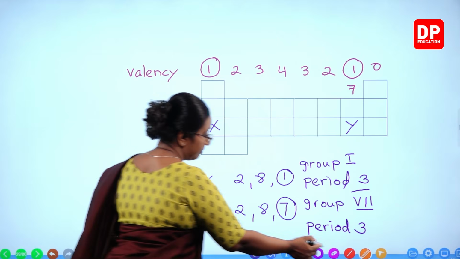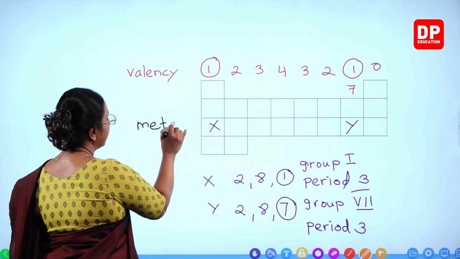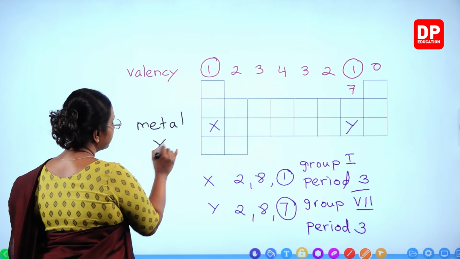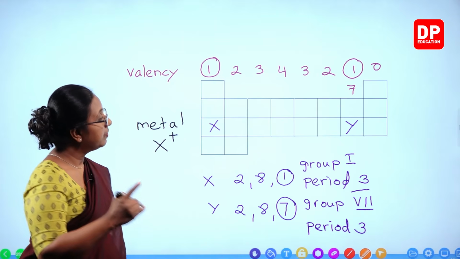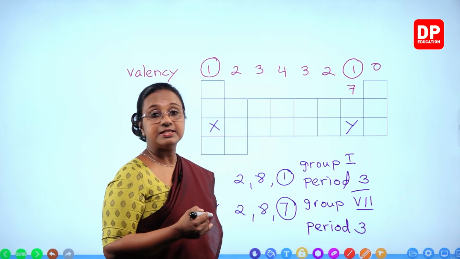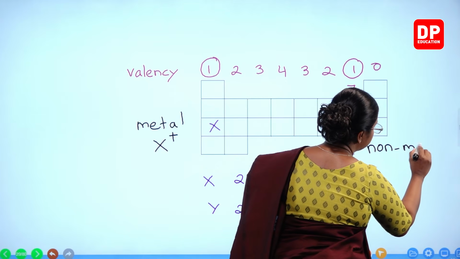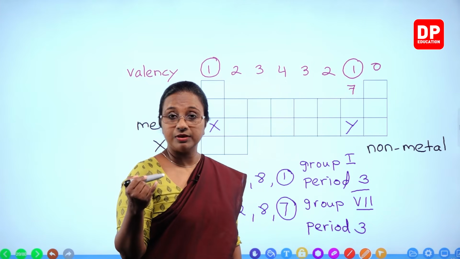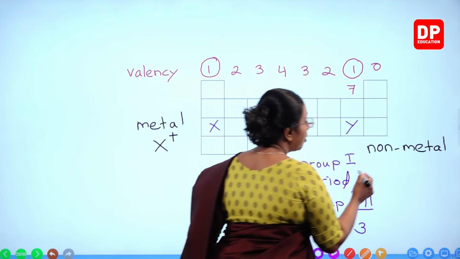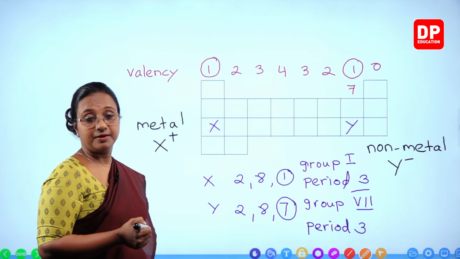Now group 1 is a metal. So this is a metal. Normally metals form positive ions or cations, X plus ions. Whereas Y, you can see it is a non-metal. That also you can see from the position. Group 7 usually non-metals. Fluorine, chlorine, you can remember non-metals. So non-metals usually form negative ions or anions.